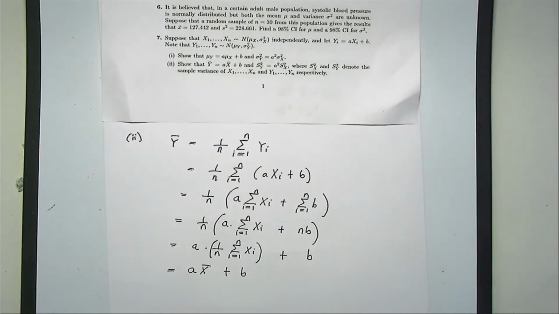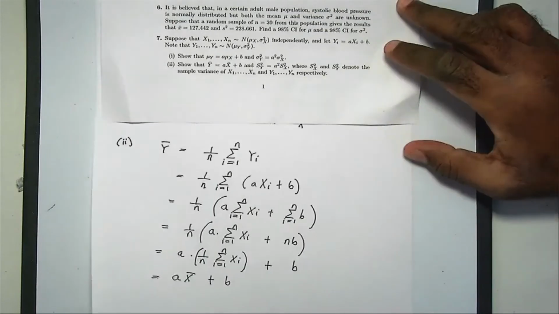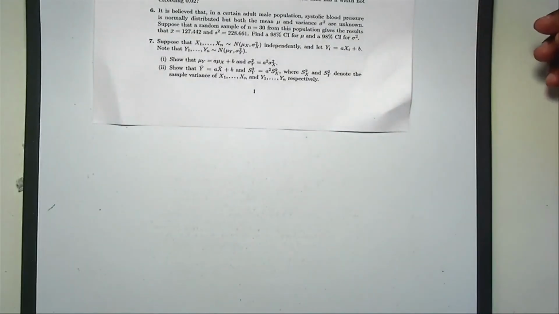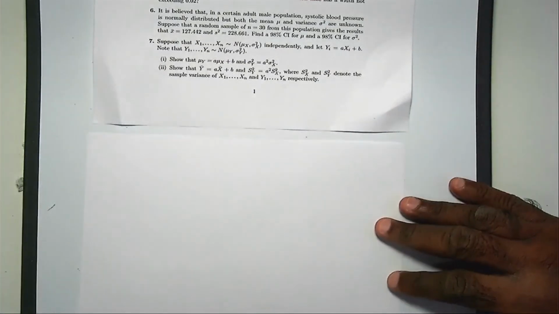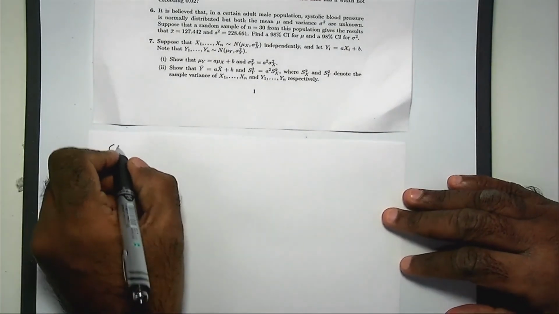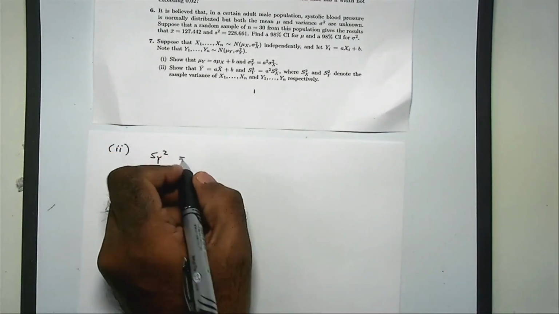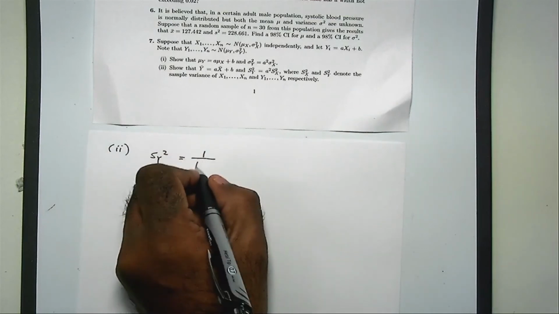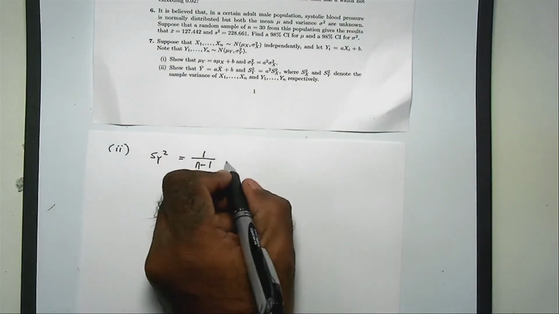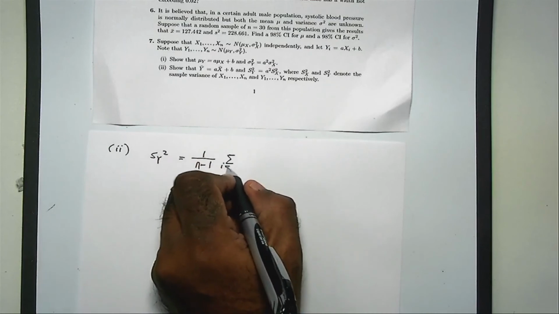The second part of part 2 is to show that s_y squared, the sample variance for the y's, is equal to a squared times s_x squared, the sample variance for the x's. So let's see. This is part 2 of question 7 continued. We want to start with s_y squared, which is this, by definition.